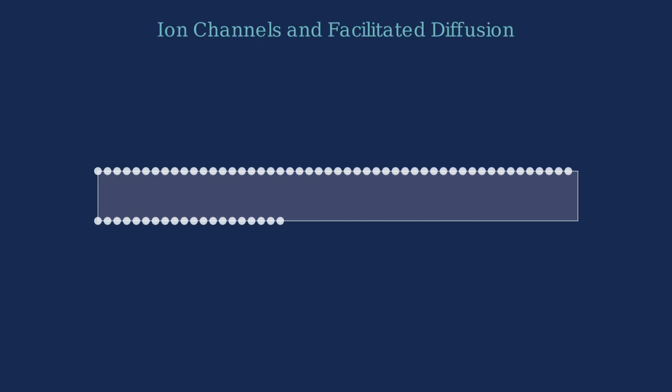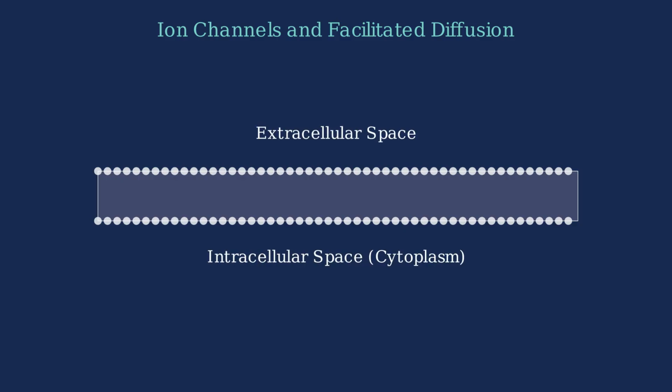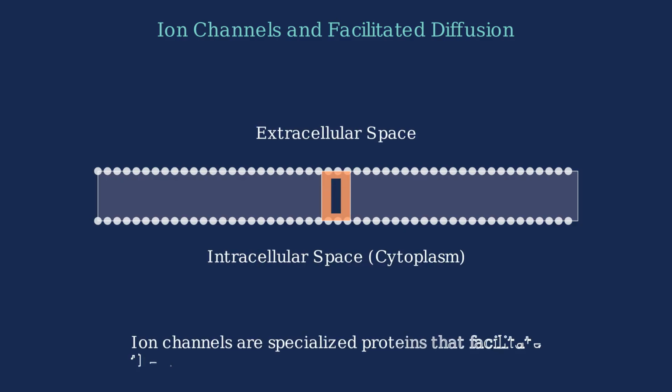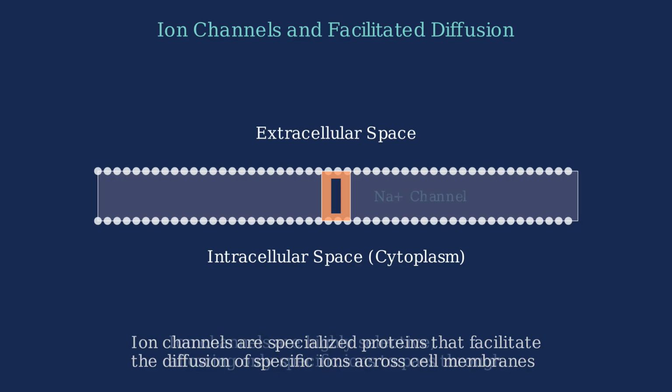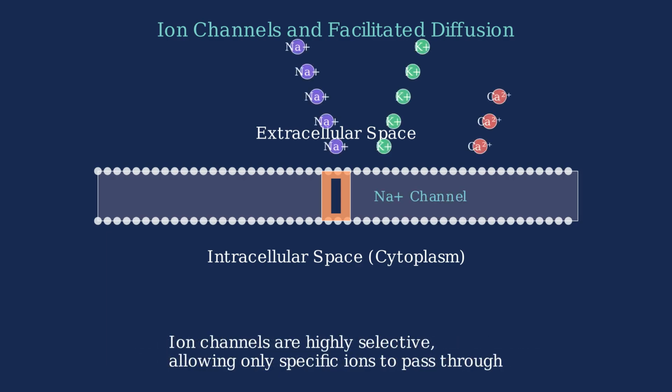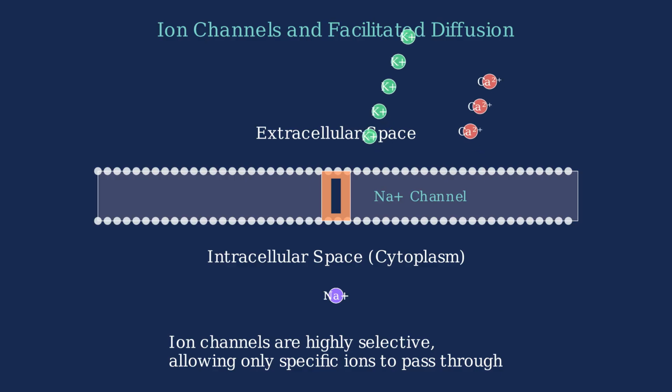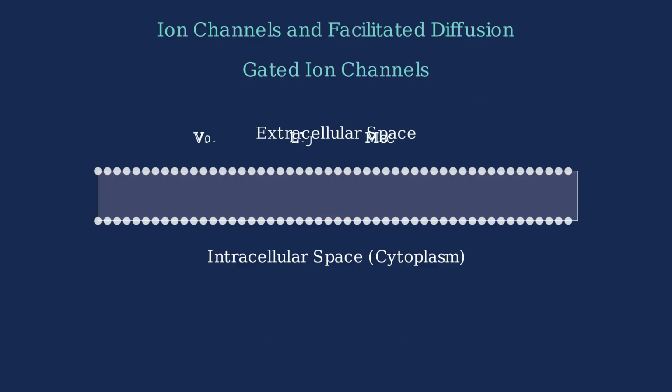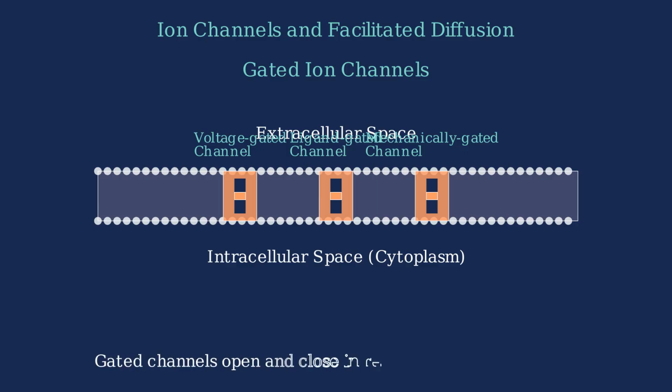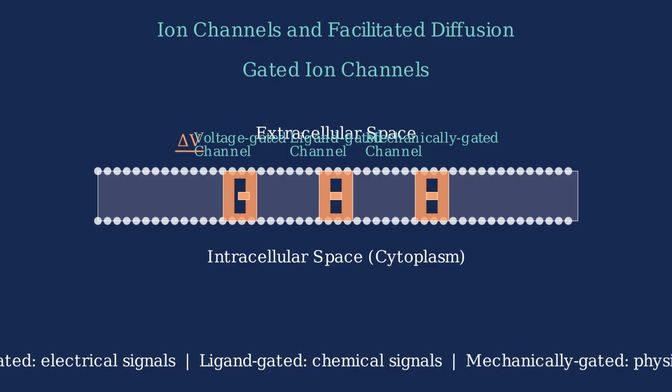Ion channels are specialized membrane proteins that facilitate the diffusion of specific ions across the cell membrane. These channels are highly selective, allowing only specific ions such as sodium, potassium, or calcium to pass through. Many ion channels are gated, meaning they can open and close in response to specific stimuli. There are three main types of gated channels. Voltage-gated channels respond to electrical signals, ligand-gated channels respond to chemical messengers, and mechanically gated channels respond to physical forces.